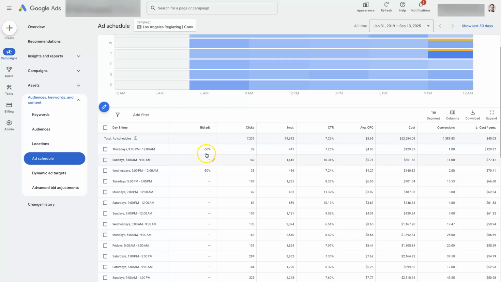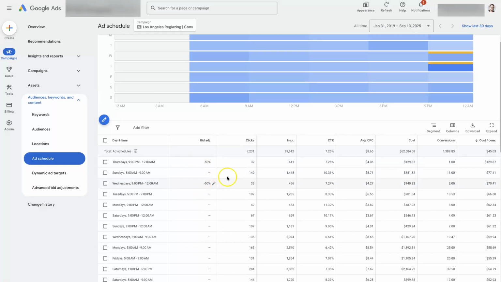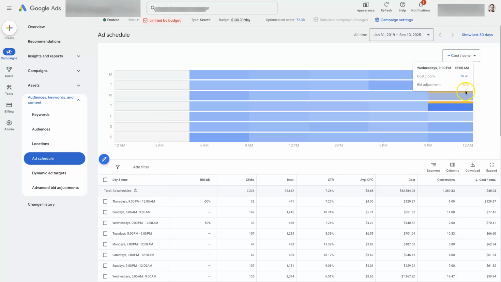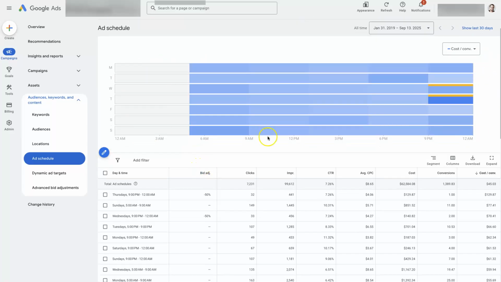You can also see that we've already added a bid adjustment to these two specific time frames right here. When you do, you'll see this little yellow bar. And when you hover over it, it'll show you the bid adjustment as well. So it's just a little bit easier to tell from the graph how things are looking. Just a little visual. And where you'll add the bid adjustments is here.